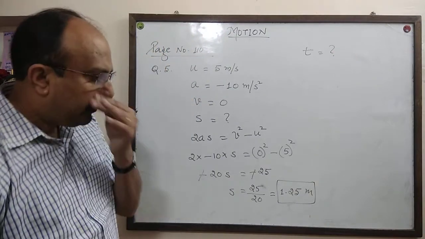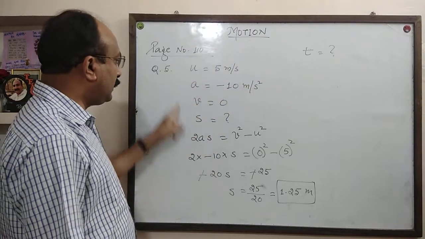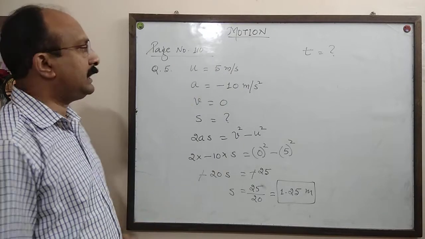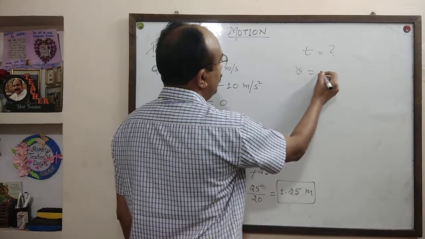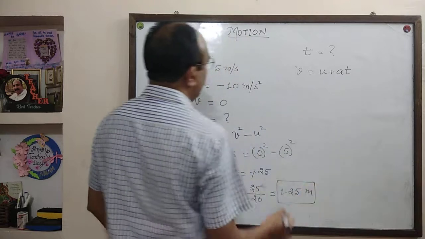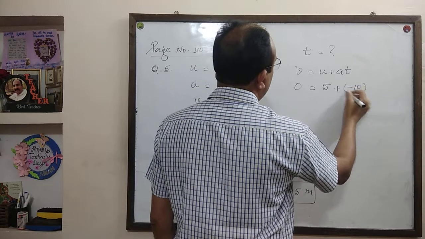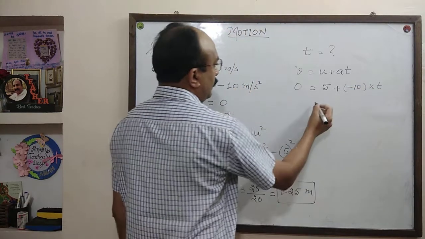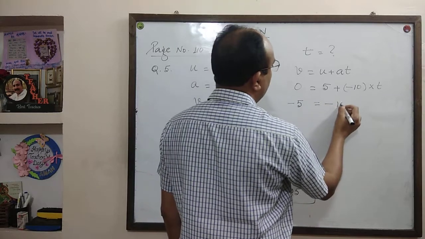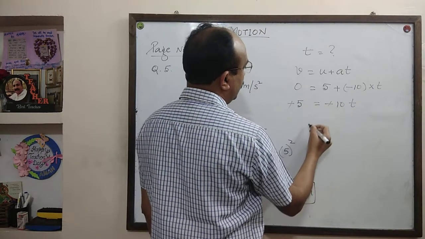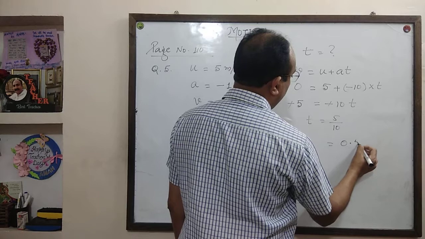Now, we have two equations connecting t, either the first equation or the second equation. Either you can use the first equation or the second equation. v is equal to u plus at is a simpler equation, so I am using the first equation. v is equal to u plus at. v is 0, u is 5, a is minus 10, into t. So taking 5 to this side, minus 5 is equal to minus 10t. Minus got cancelled. t is equal to 5 upon 10, is equal to 0.5 seconds.